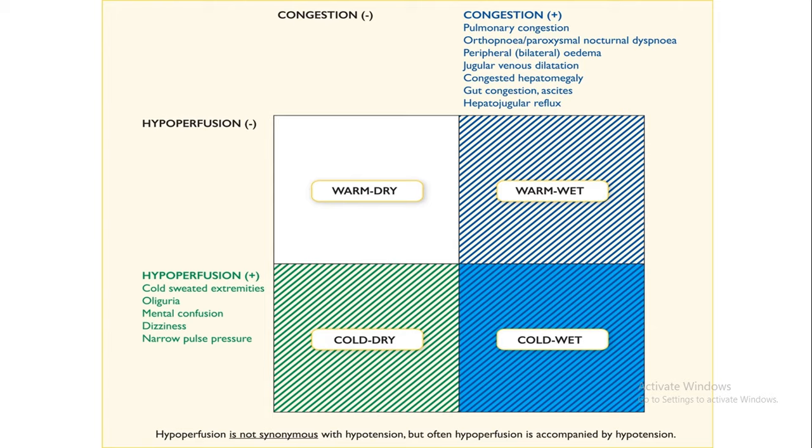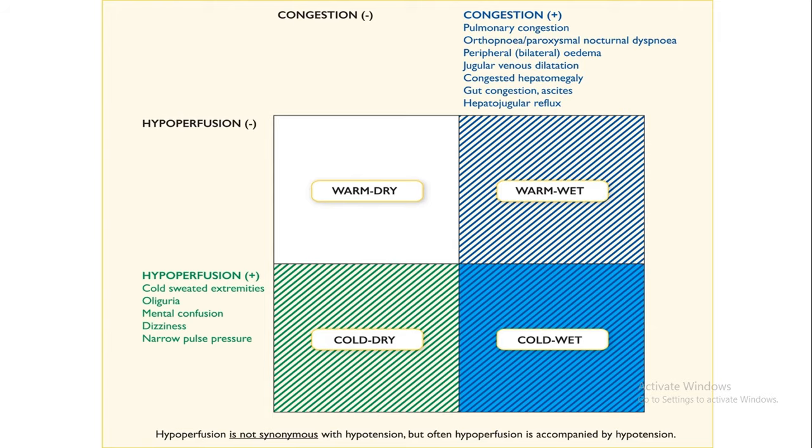Finally, we have a classification for patients with acute heart failure. A patient with acute heart failure may be warm or cold, and he may be wet or dry. What do we mean by warm or cold? This refers to the patient's perfusion status. If the patient is well perfused, this patient is warm. If he is hypoperfused, this patient is cold.